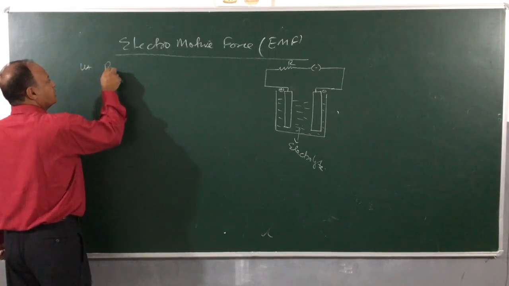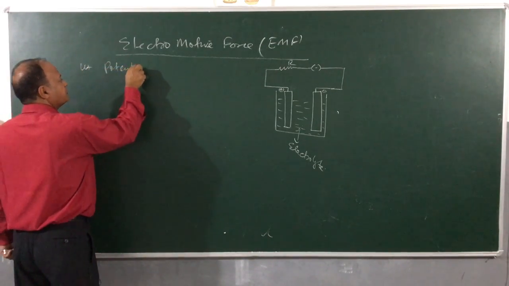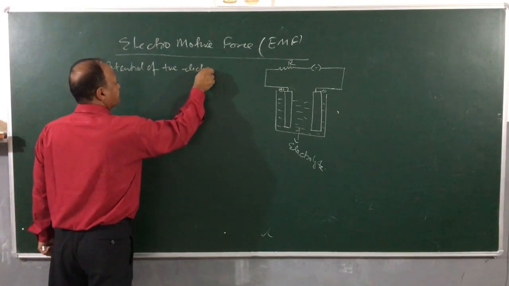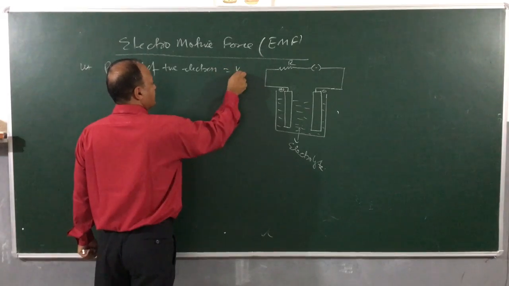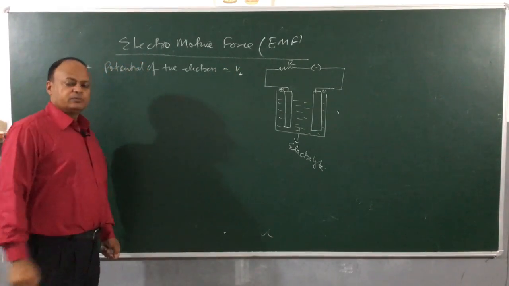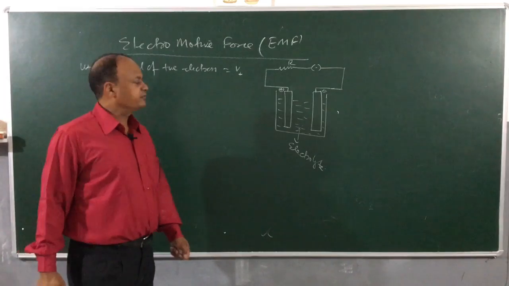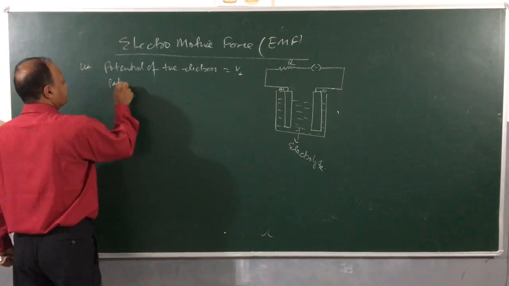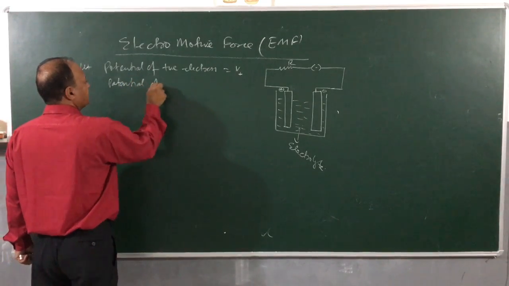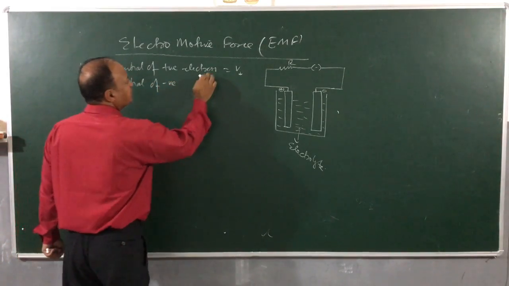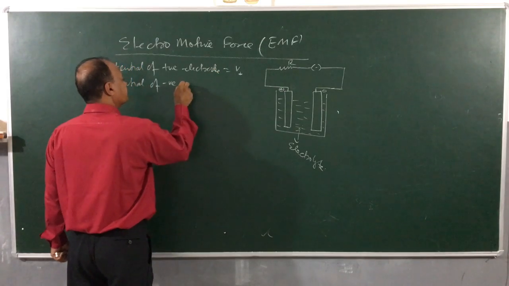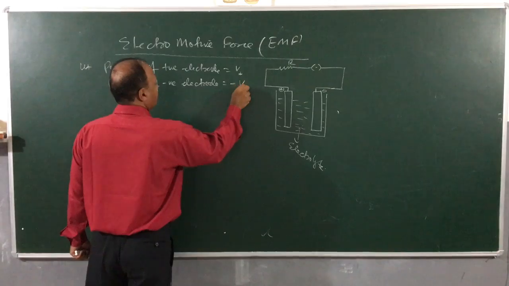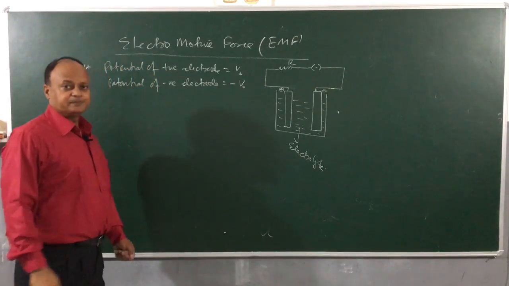Let us imagine, let potential of positive electrode be V plus. Positive electrode is V plus, is positive, and then we will assume potential of negative electrode is negative. So, minus V minus we will say.